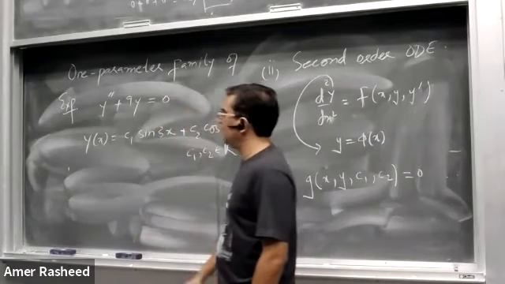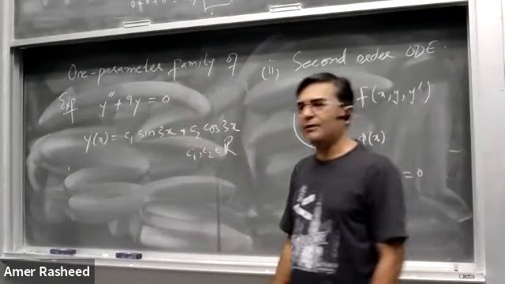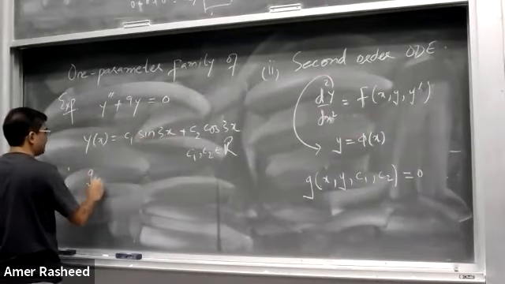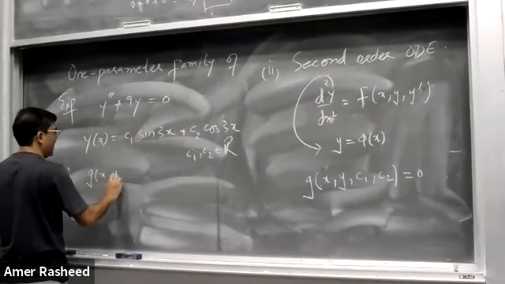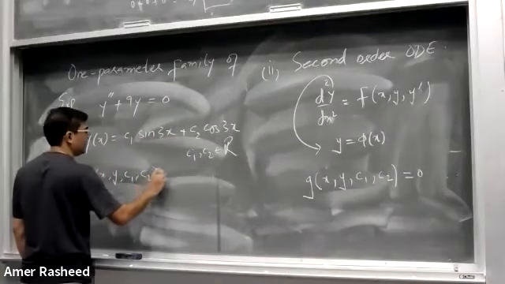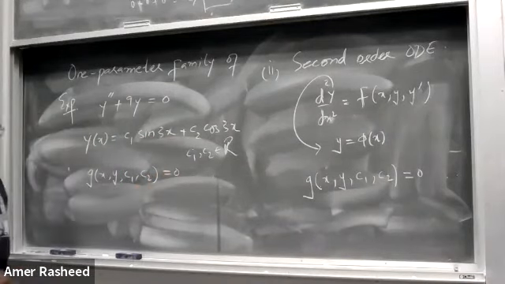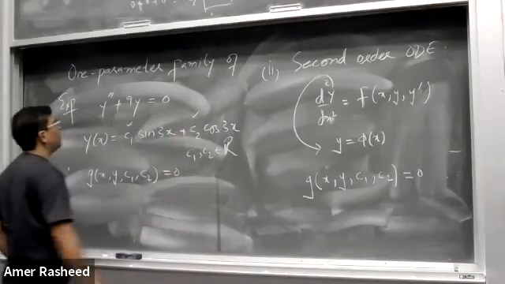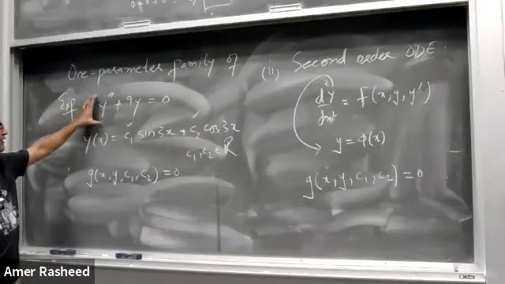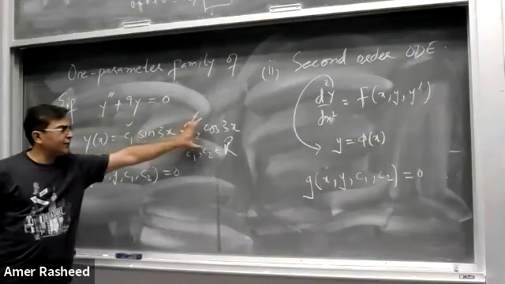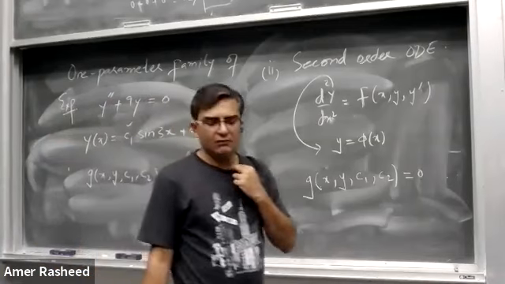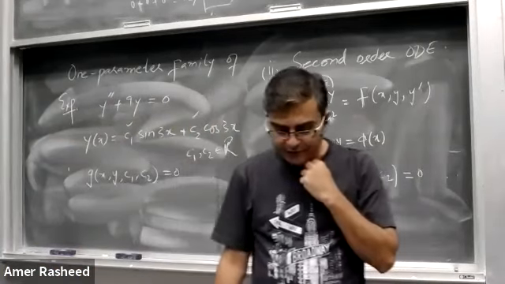Now you have 2 parameter family of solution, because this as a whole can be written as g of x, y, c1 and c2 is equal to 0. There are two parameters c1 and c2. And after solving this, we get this solution, which involves two parameters c1 and c2. So this is why we call it two parameter family of solution.